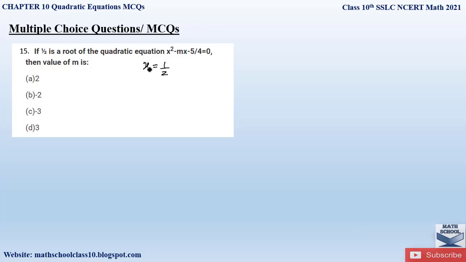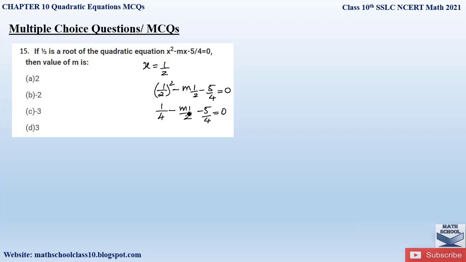How can we do that? We can substitute this x value and find the m value. Right, so let us do that. The given quadratic equation is x square minus mx minus 5 by 4 equal to 0. Substituting the x value, that will be 1 by 2 the whole square minus m into 1 by 2 minus 5 by 4 equal to 0. What is 1 by 2 the whole square? It is 1 by 4.